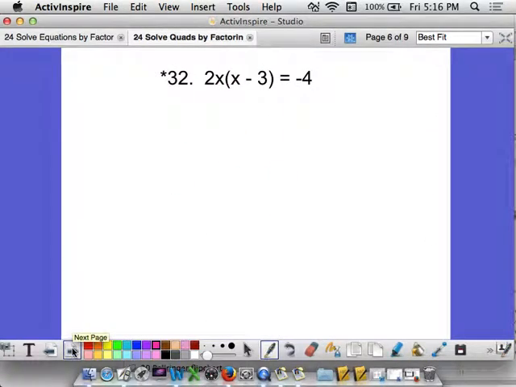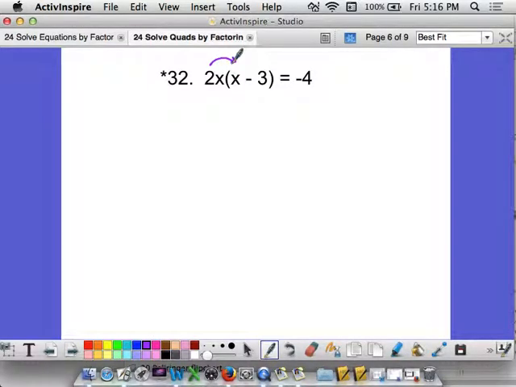Now I've got some asterisks beside these because I've modified them just a little bit, because you're going to see some that are a little harder on this lesson. So it's going to look something like this. So if you will, rewrite number 32 as 2x times x minus 3. What you're going to do first is, you can't set it equal to 0 until you distribute. In solving any equation, you always want to distribute first. So in this case, I'm going to distribute the 2x.